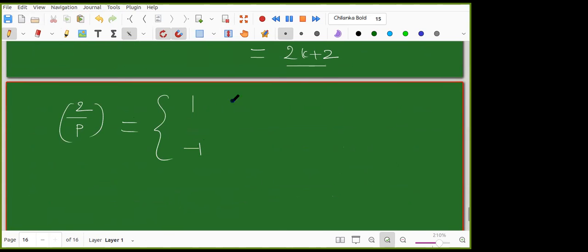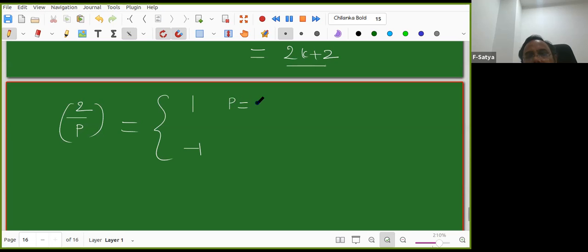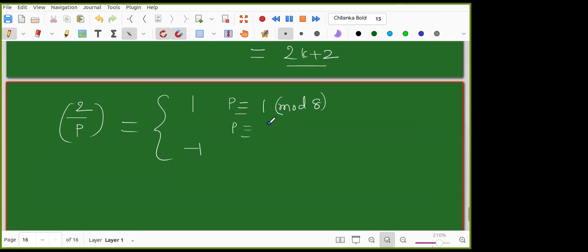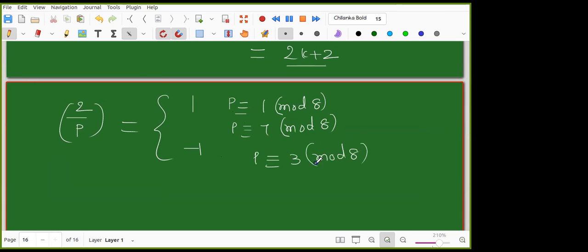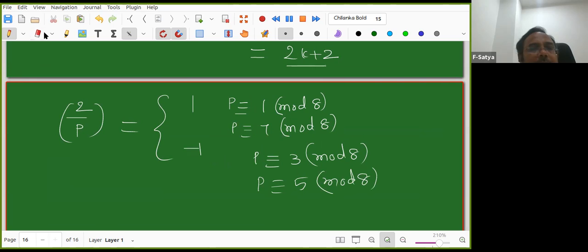So when p is of the form 8k plus 1, p is congruent to 1 mod 8, and p is congruent to 7 mod 8, it is 1. It is minus 1 if p is congruent to 3 mod 8 and 5 mod 8. You see the beautiful thing. Now you don't worry about when we'll solve each and every prime.